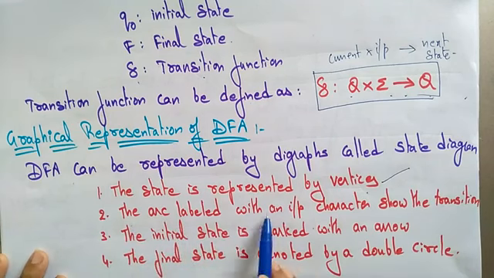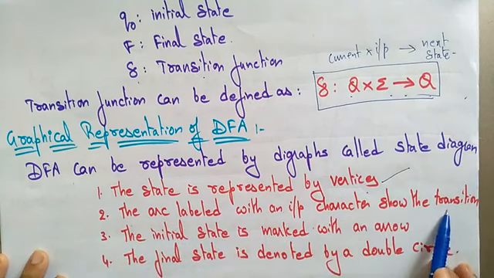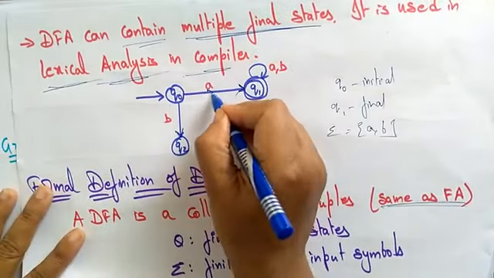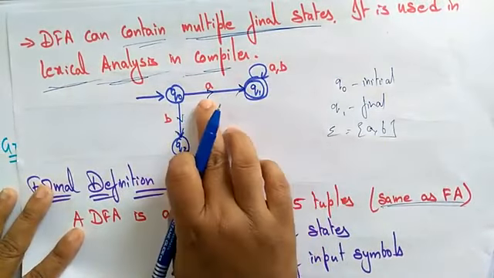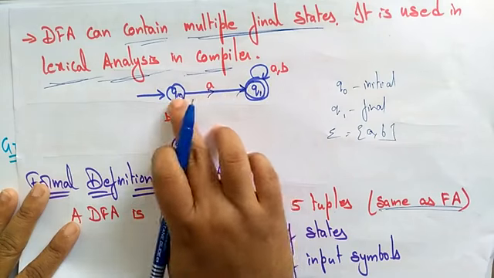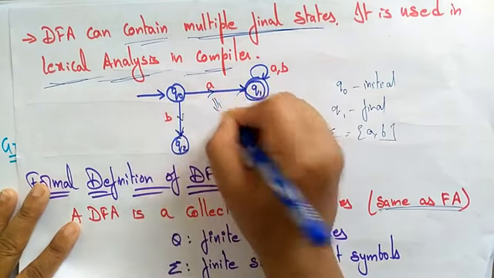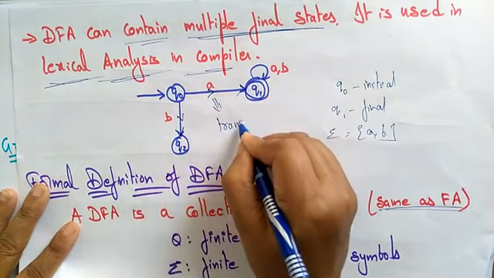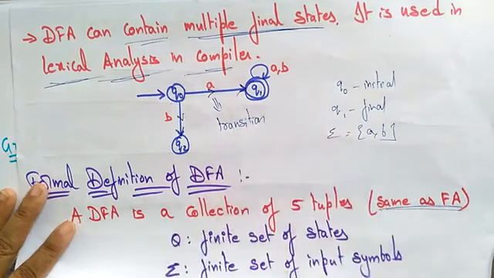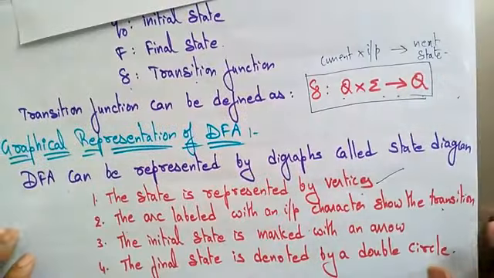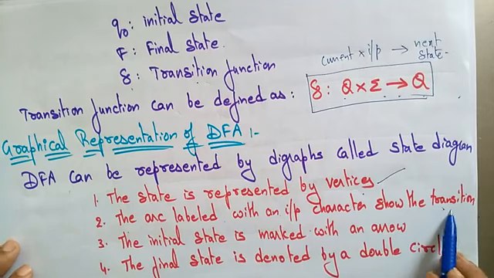The arc labeled with an input character shows the transition. So here, the arc which is labeled with an input character, this is an arc, okay, labeled with an input character which is showing what you call a transition. That's a transition.